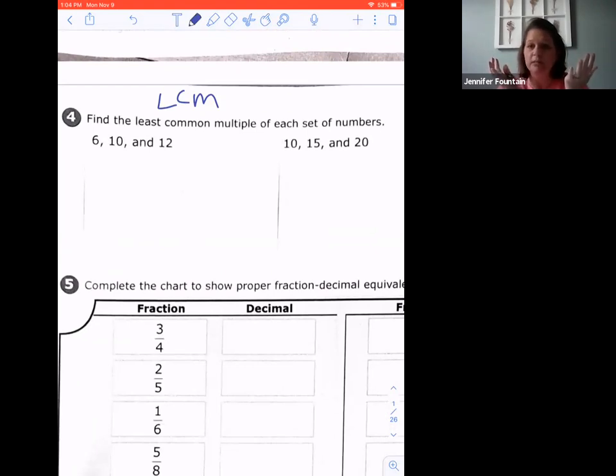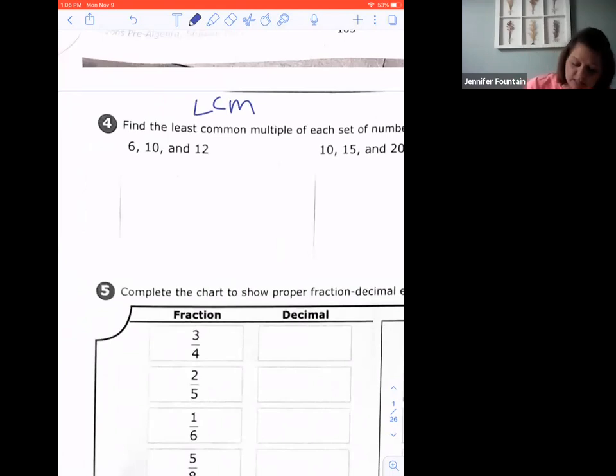We said we could do it one of several ways. I could list all my multiples of 6, 6 times 1, 6 times 2, 6 times 3, 6 times 4, and go on that way. And then I have to list my multiples of 10 and my multiples of 12. Or I can do prime factorization and then multiply all of my common multiples together. Or actually, I have to multiply the highest exponent of all the factors together. So let's review that for just a minute.